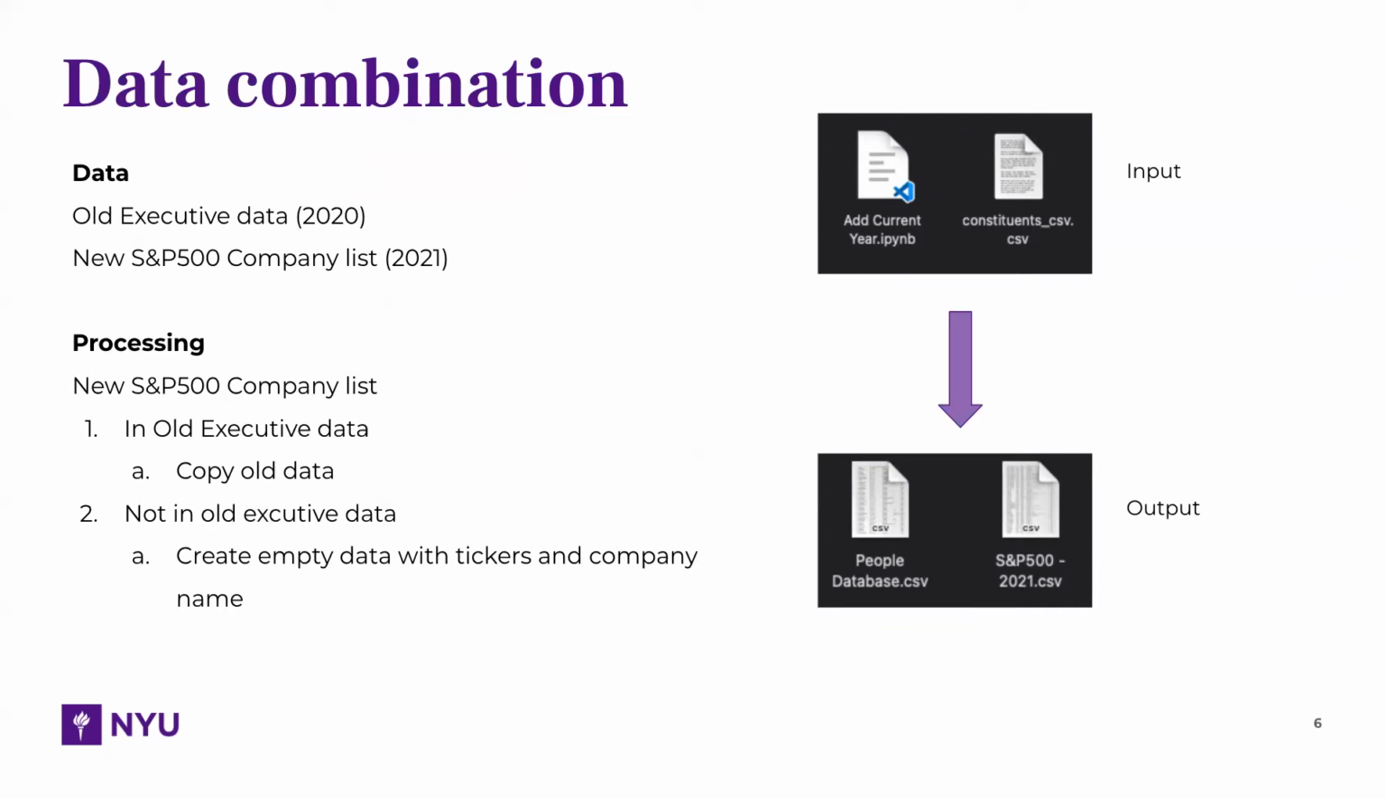company name. On the right-hand side is the input of the data and code, and the output will be two files. One is the people database, and the other is S&P 500 2021. Next slide, please.